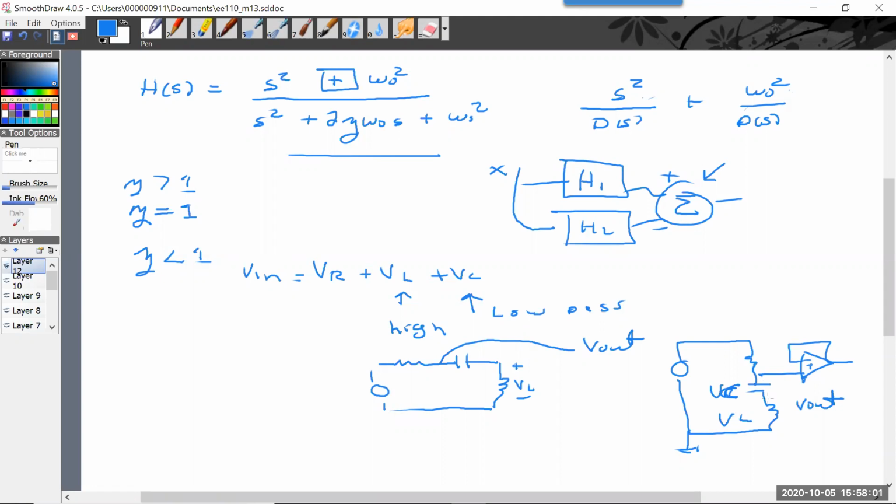And I don't really have to have these in this order. I could still have the inductor and the capacitor in the same order, right? VR, that would be the band.